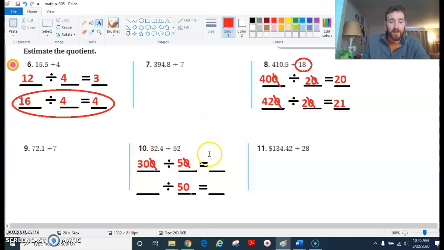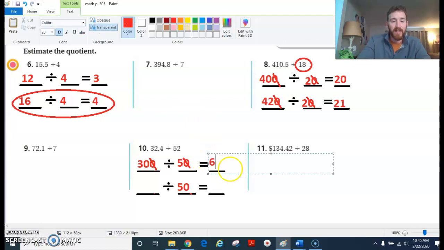So what I'm going to do is this. I know 30 divided by 5 is 6, but I also know that that's not 30 like the whole number 30, that's 30 tenths. So I need to just make my answer be in tenths by putting a decimal here like this. And this is how we can handle these ones.